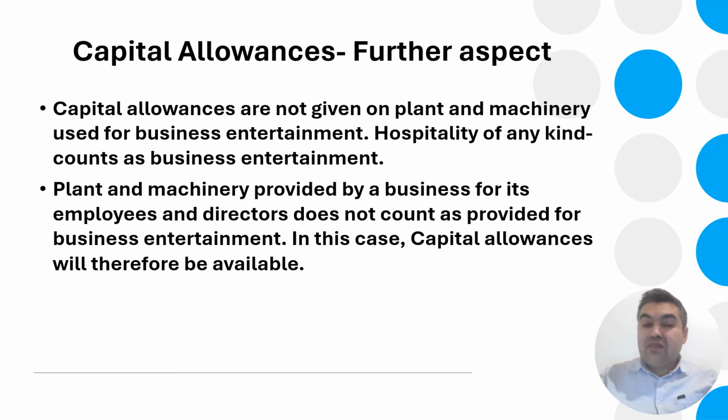Also useful to remember, capital allowances are not given on plant and machinery used for business entertainment. Hospitality of any kind counts as business entertainment. However, plant and machinery provided by a business for its employees and directors does not count as provided for business entertainment. In this case, capital allowances will therefore be available. For example, if a company buys a refrigerator or TV for the use of employees, on that refrigerator and television they can claim capital allowances.